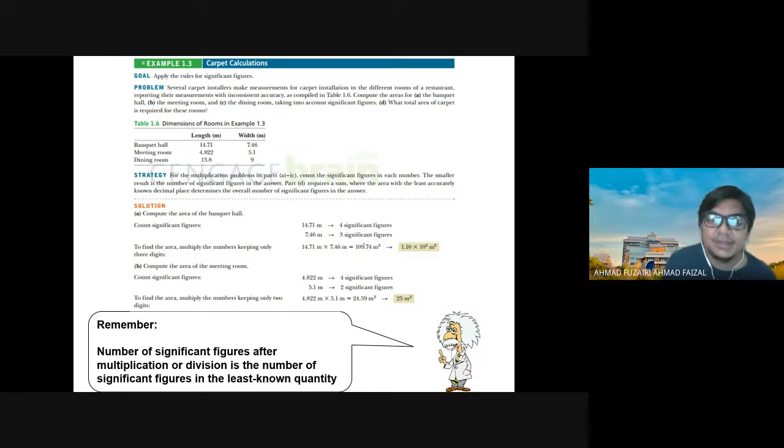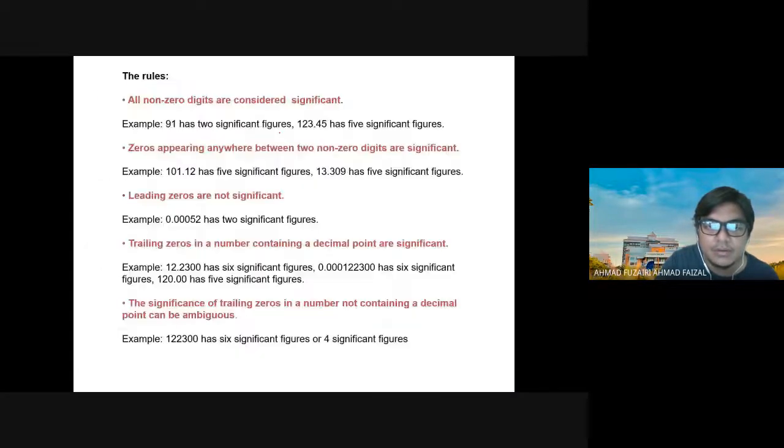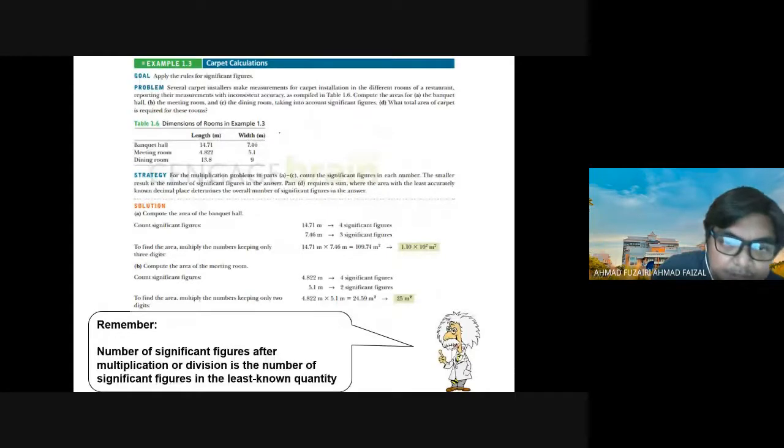Okay, so these are the examples. But I don't want to explain yet in terms of calculations. Then you can go to the examples of where we use significant figures. For example, this question: several carpet installers make measurements for carpet in the different rooms of a restaurant. So this is the dimensions of the room.